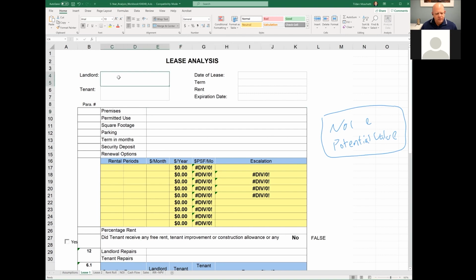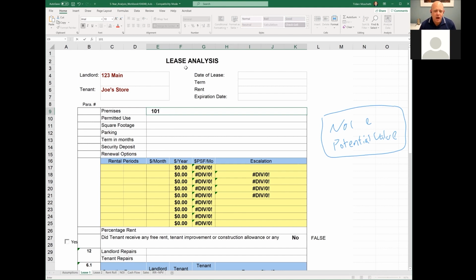So let's say the name of the building is 123 Main. Our first tenant is Joe's Store. They are in Suite 101.